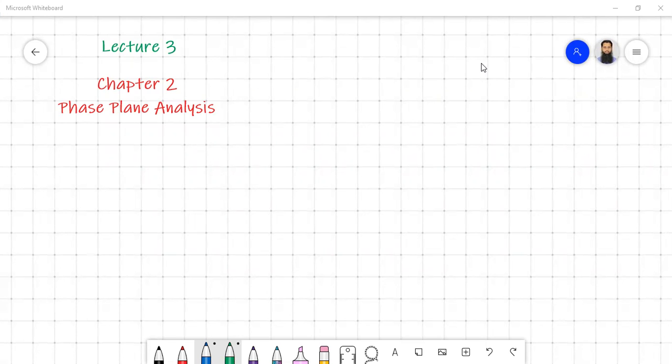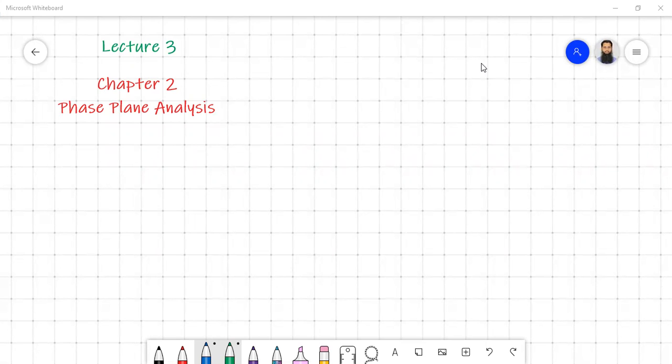In the last class, we have seen how to plot the phase plane analysis of a first order system. In this class, we'll be trying to cover the second order system. I'm not sure how far we can cover, but let's begin at least. Then we'll see how far we can go.